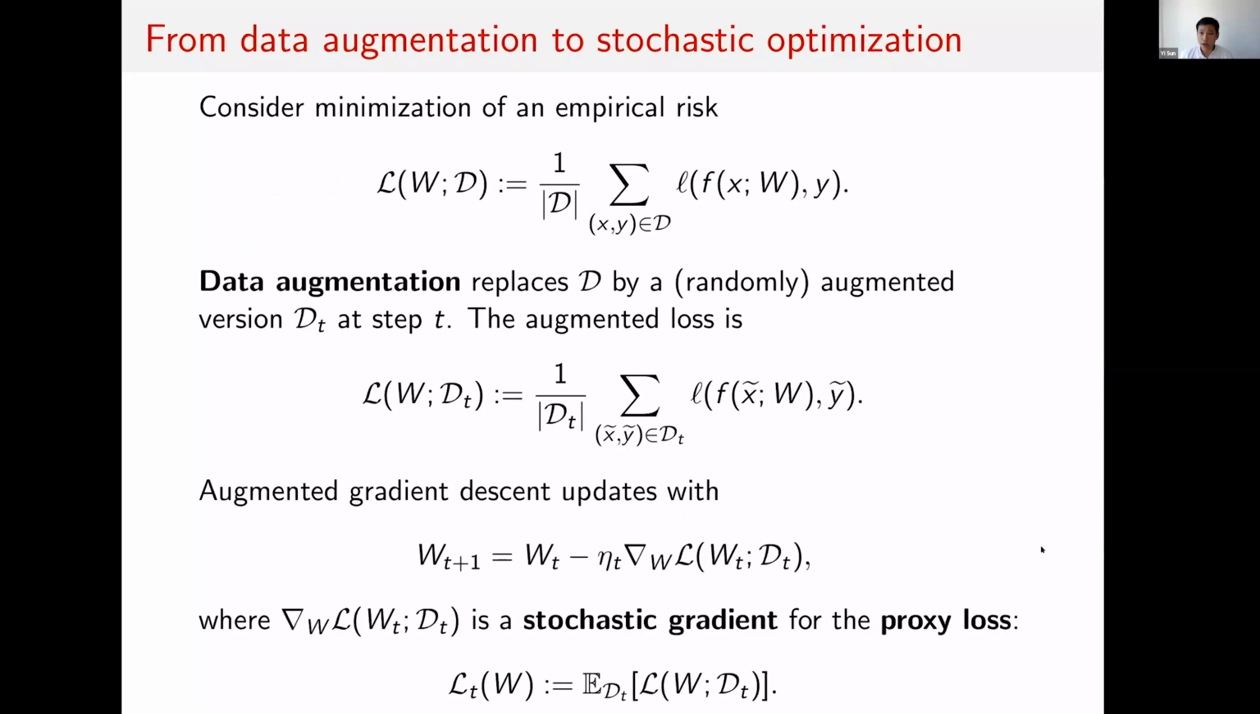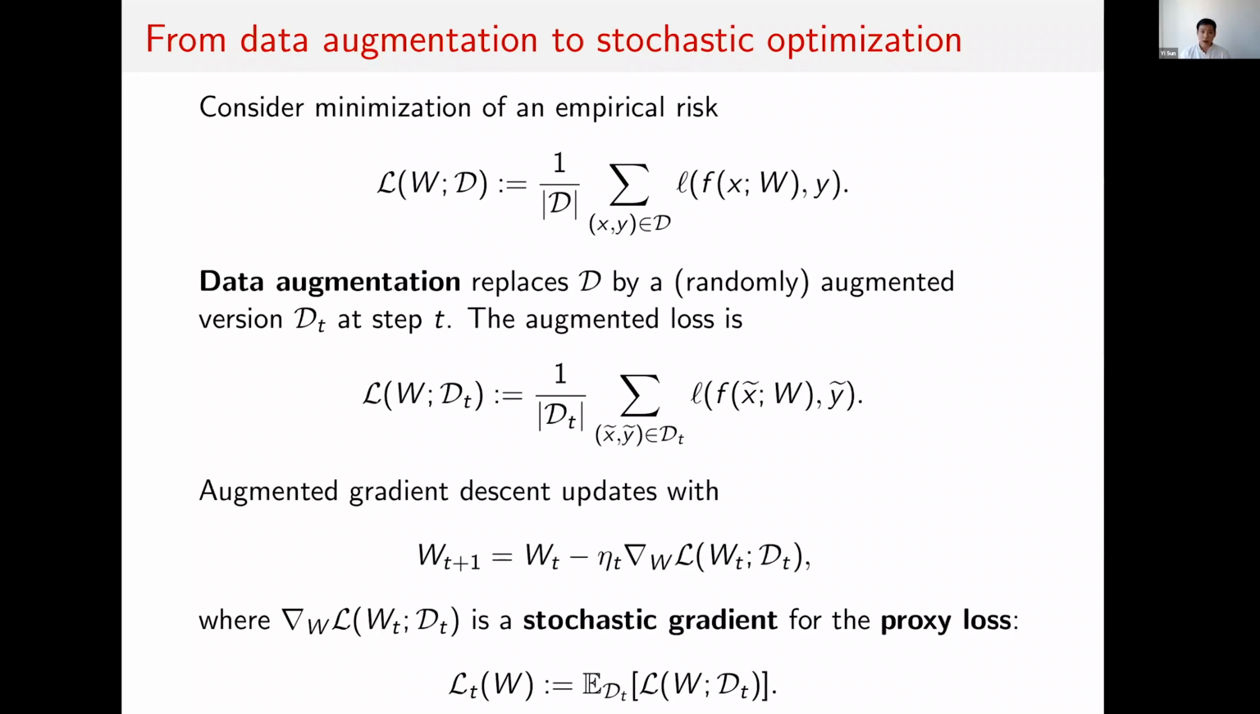So we're going to leverage a connection between data augmentation and a stochastic optimization procedure. Let's consider the minimization of a certain empirical risk function. Here I'll take a data set D consisting of some input-output pairs X and Y. And all I'm going to do is minimize the sum of some per sample losses with respect to some model F depending on weights W.